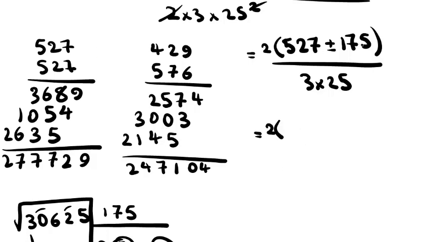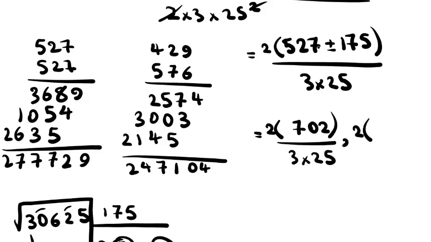2 times the sum of them. 5 plus 7, 12. We have 1, 1, 2, 3, 3 plus 7, 10. We have 1, 1, 5, 6. We have 7 here over 3 times 25. And the subtraction will be what? 2 times 7 minus 5, 2. 12 minus 7, 5. 4 minus 1, 3. And over 3 times 25.